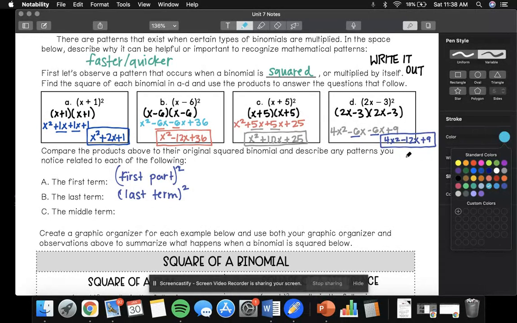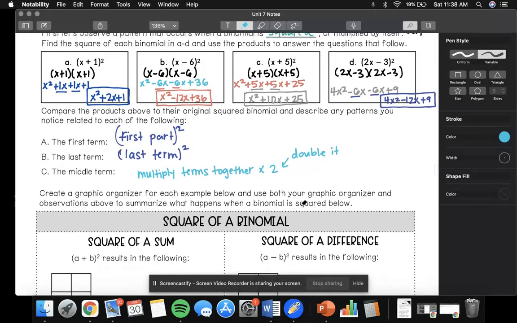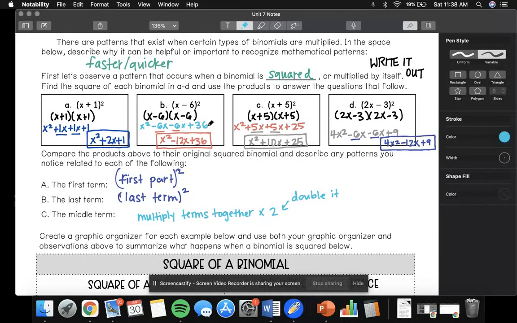How we got those numbers was we had to take the two terms and multiply them. And because we wrote it twice, we then had to double it. Now, me personally, I will always just write it out and do it the way I know how to do it, but there are patterns to all of these things.